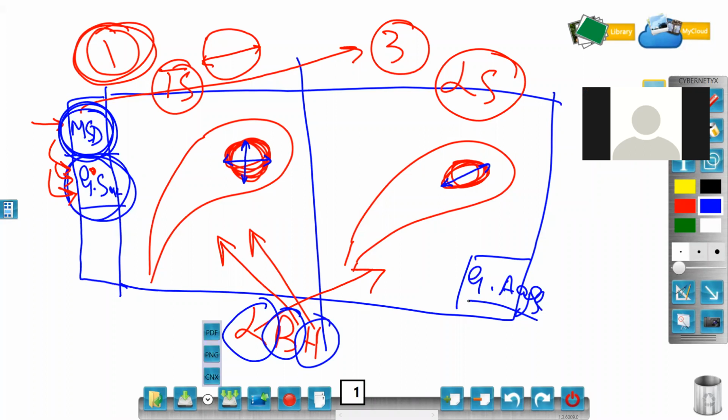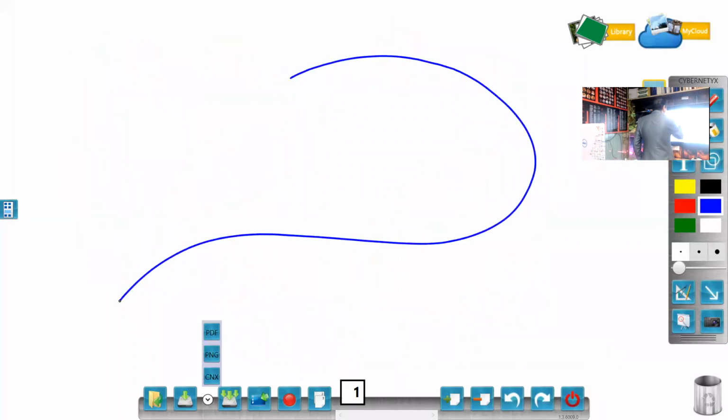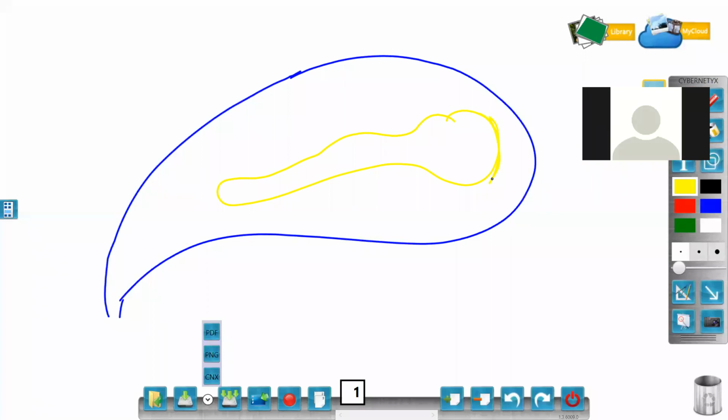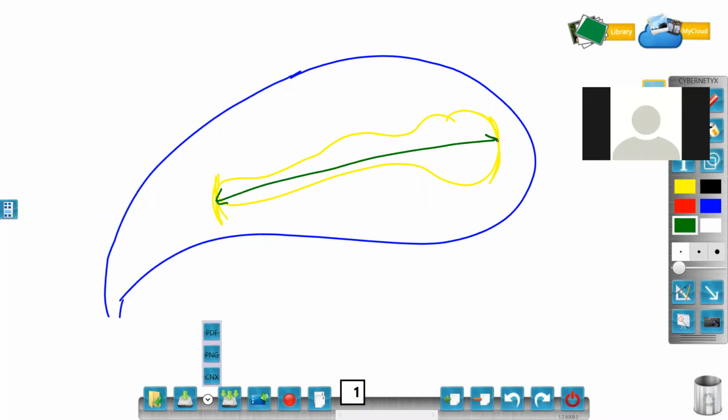Yes, so CRL, how do we measure? Now, to take the CRL, the fetus should be in a neutral position. What I mean by neutral position is the head. Now see, this is the head, this is the crown, and this is the rump. I have to measure from here to here, but the story is not ending here.